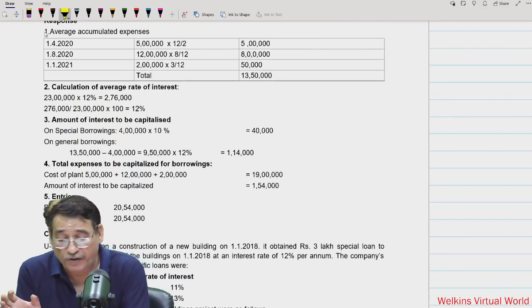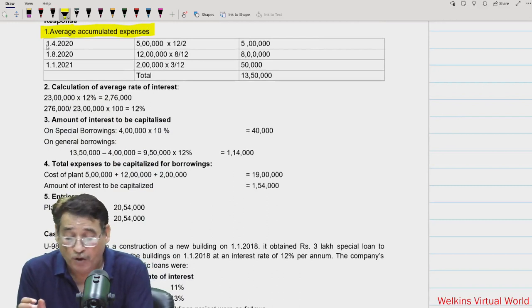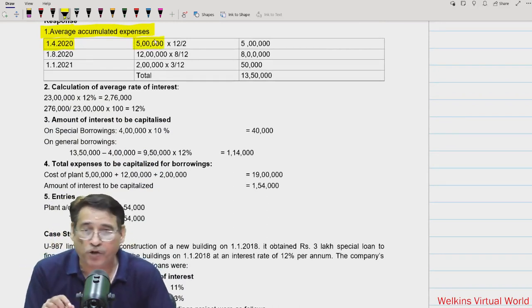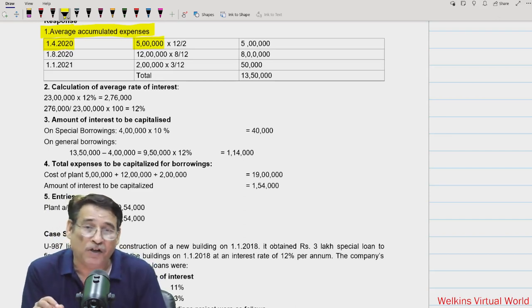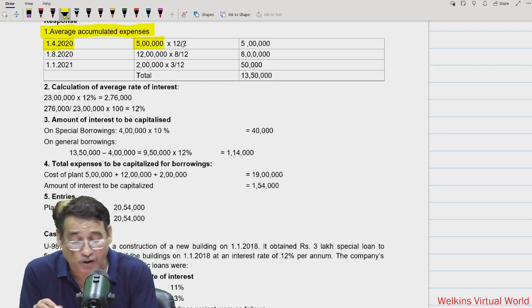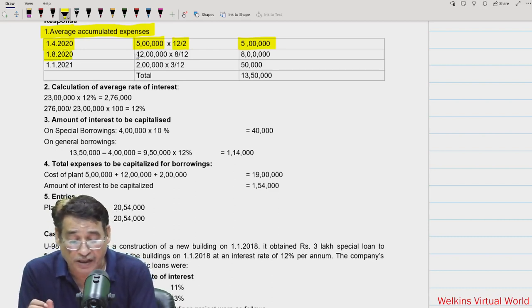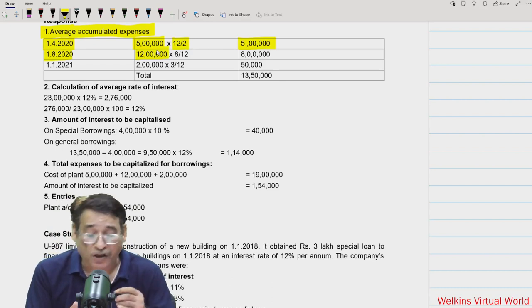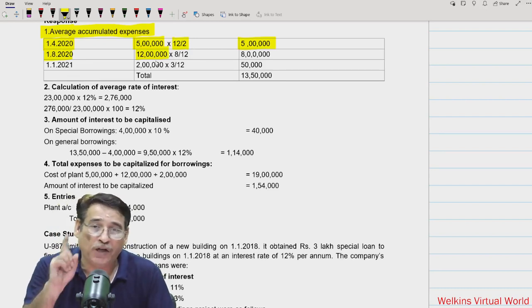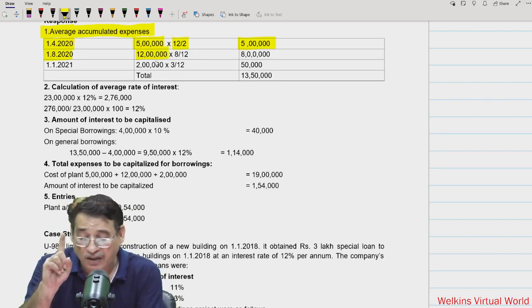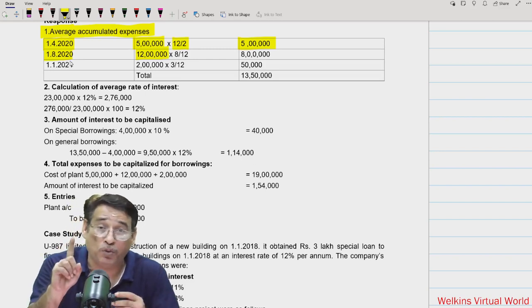So as usual, first of all, I'm going to compute the average accumulated expenditure. On 1/4/2020, we have spent 5 lakh. Divide 5 lakh by 12 and then compute the period remaining till the end of this period, 12. So 5 lakh divided by 12 into 12 is equal to 5 lakh. But next expenditure you made on 1/8/2020 and expenditure made is 12 lakh. You divide first 12 lakh by 12. So per month expenditure is 1 lakh. And this expenditure has been made on 1/8/2020.